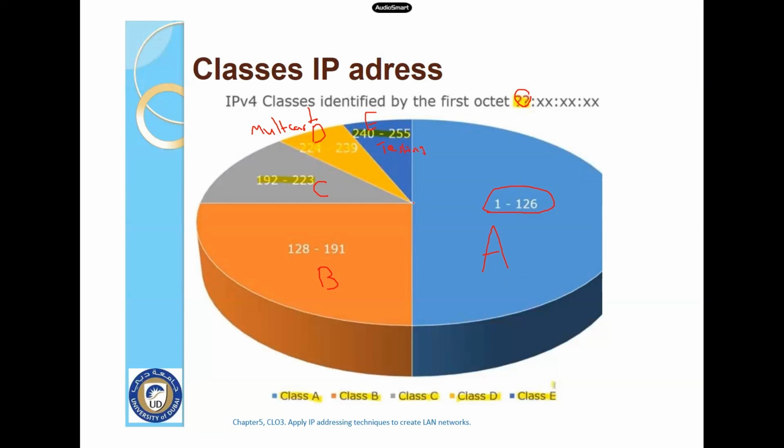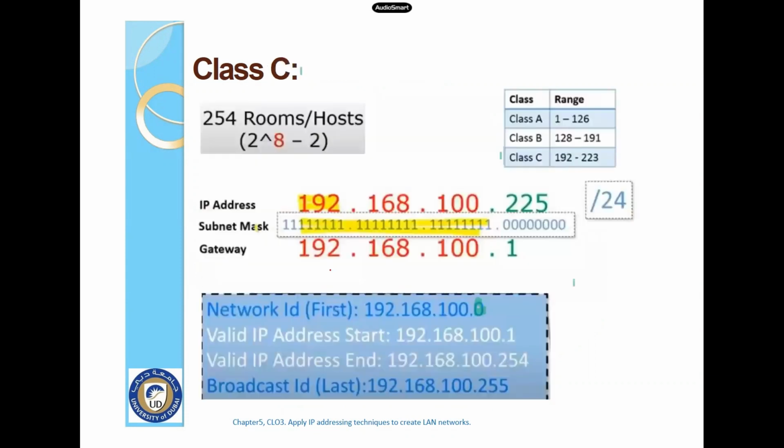So basically, if you think about it, we have only 2 or 3 operable classes. We have class A, class B, and class C. That's the usual ones that we work on, because class D is reserved for multicasting, and class E is for testing. Well, let's talk about each one of them in detail. Let's start with class C, which is the widely used one.